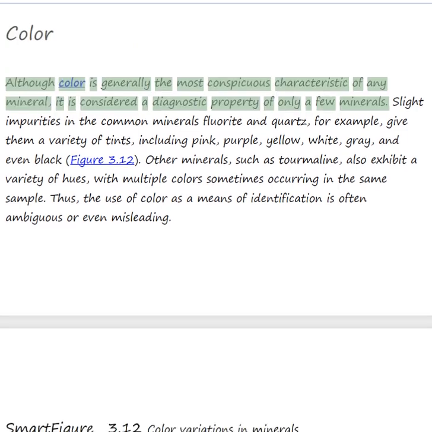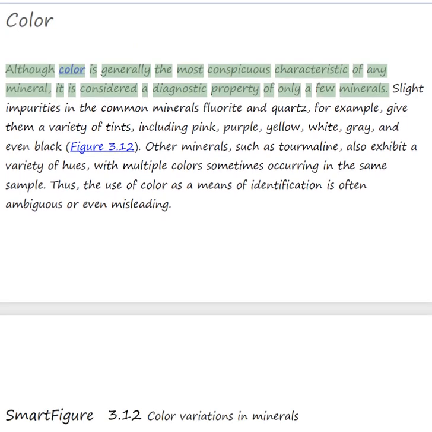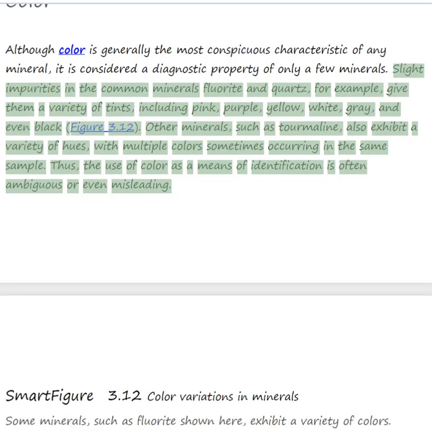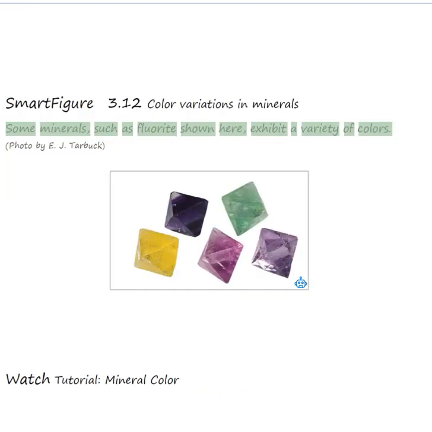Color. Although color is generally the most conspicuous characteristic of any mineral, it is considered a diagnostic property of only a few minerals. Slight impurities in the common minerals fluorite and quartz, for example, give them a variety of tints, including pink, purple, yellow, white, gray, and even black. Other minerals, such as tourmaline, also exhibit a variety of hues, with multiple colors sometimes occurring in the same sample. Thus, the use of color as a means of identification is often ambiguous or even misleading. Some minerals, such as fluorite shown here, exhibit a variety of colors.